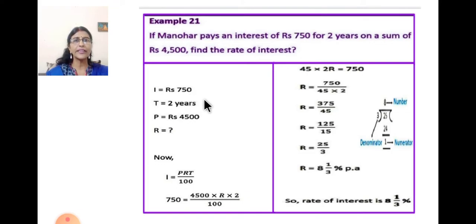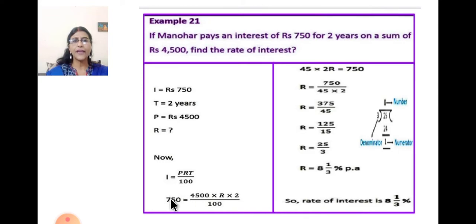And then what more we know? We know time. Time is given 2 years. So we'll write T is equal to 2 years. And then what more we know? We know principal, sum of money means principal. Principal is equal to rupees 4,500. So that is written. We have to find out R, that is rate of interest. So here you will give question mark. And then we'll write the formula. I is equal to PRT upon 100.